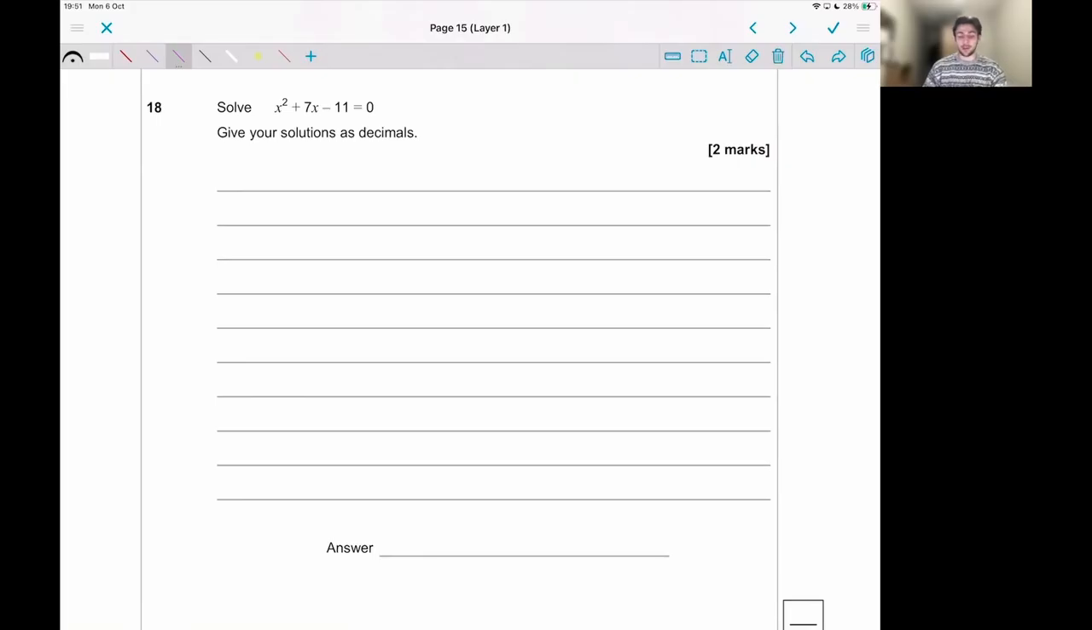This is a calculator paper, though, which means that we're welcome to use our calculator as much as we want, which means we can do whatever shortcuts we want, which means the easiest way to do this is using the quadratic equation. So, do we remember what the quadratic equation is?